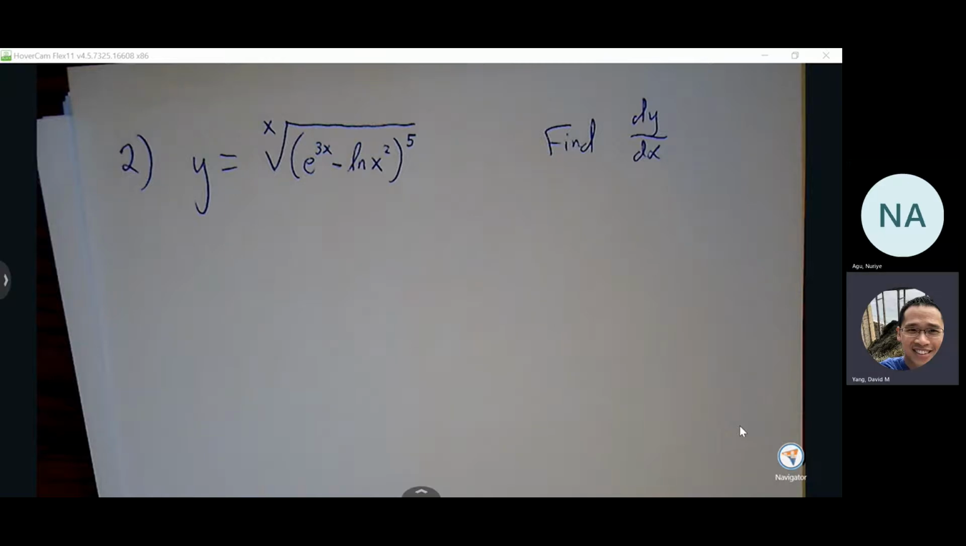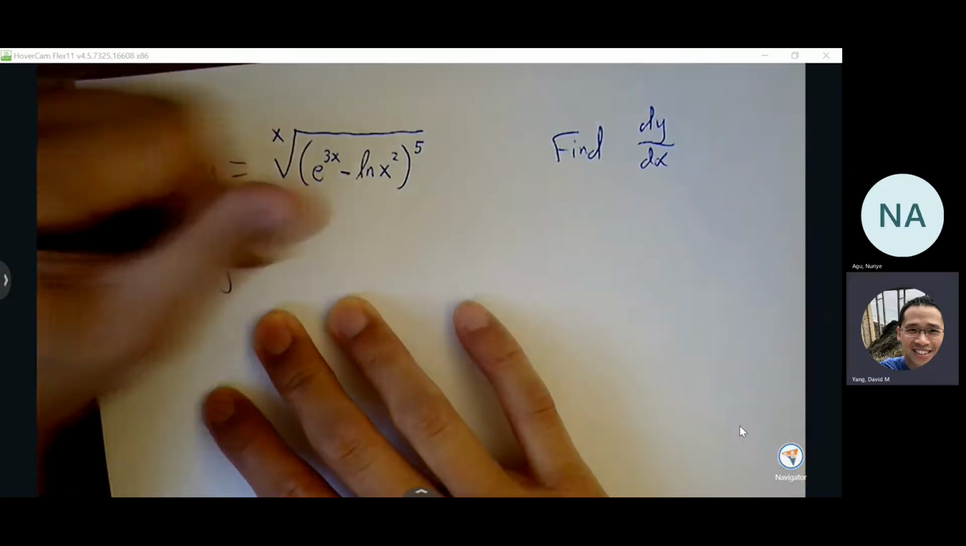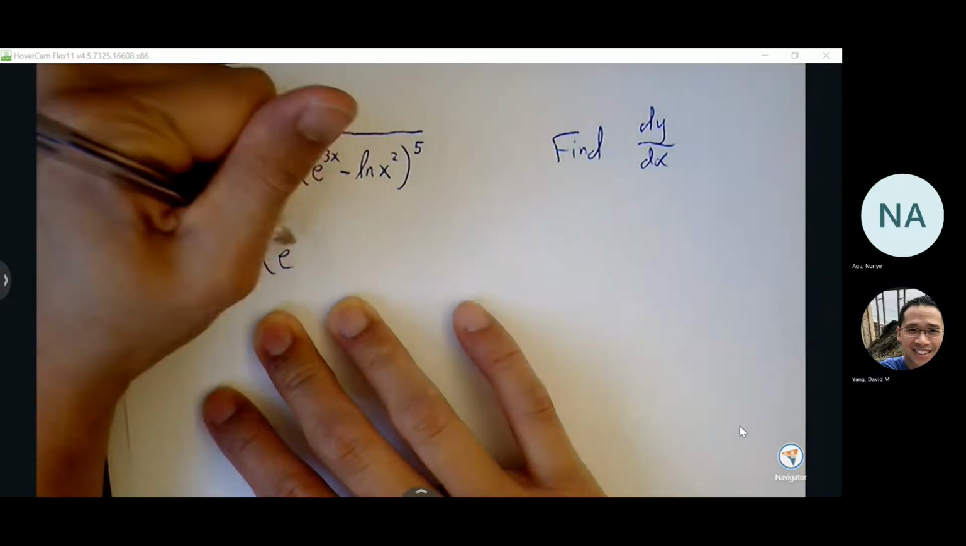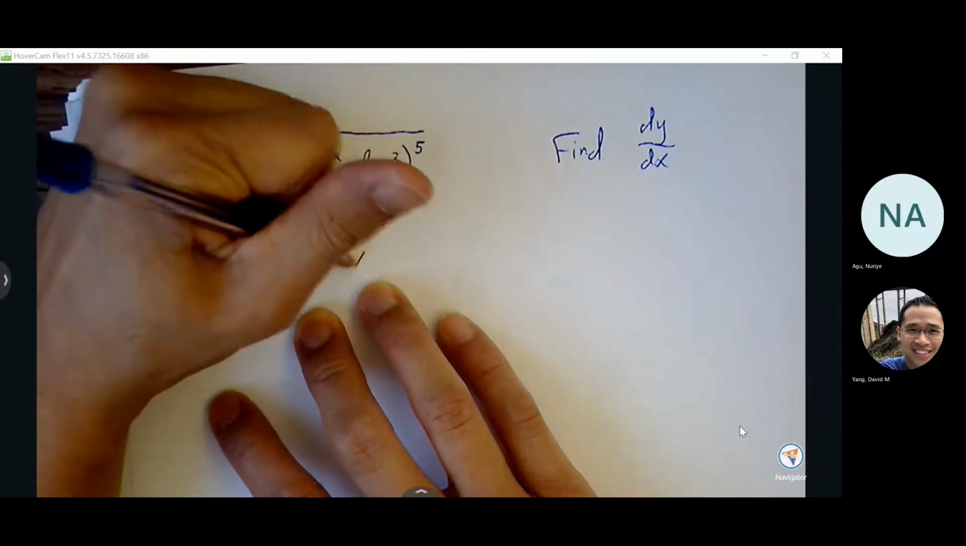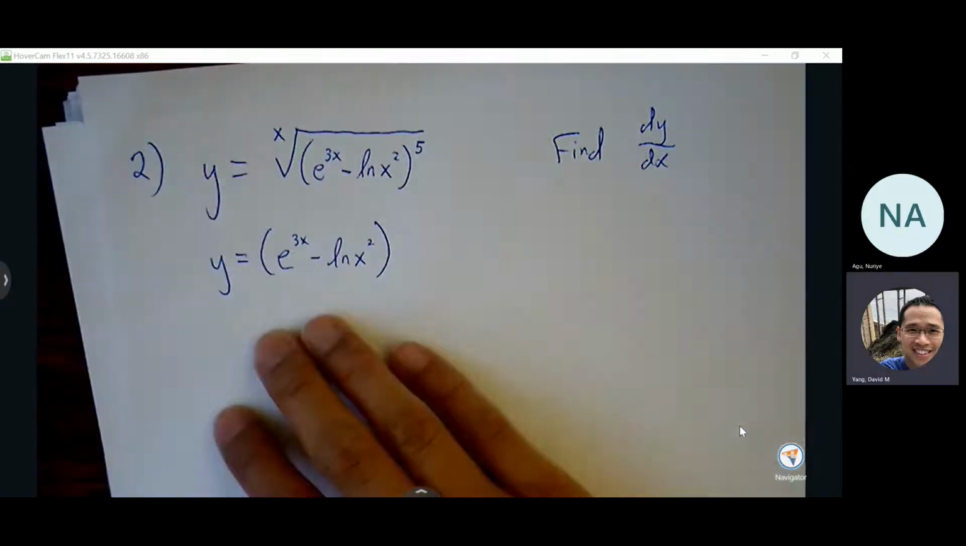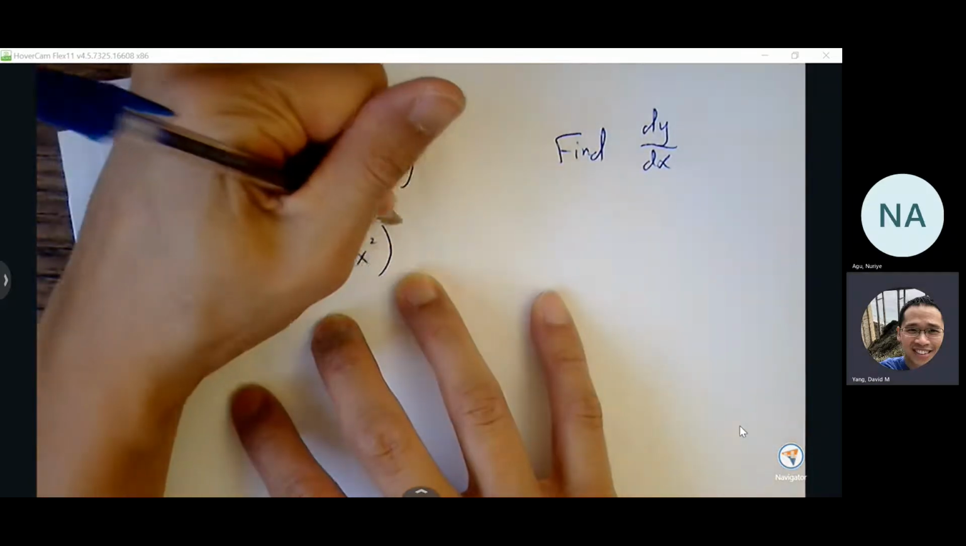Okay, so first things first, let's just go ahead and rewrite this problem, right? We want to represent this using rational exponents and not radicals. So what will this look like? Raised to what? 5 over x.